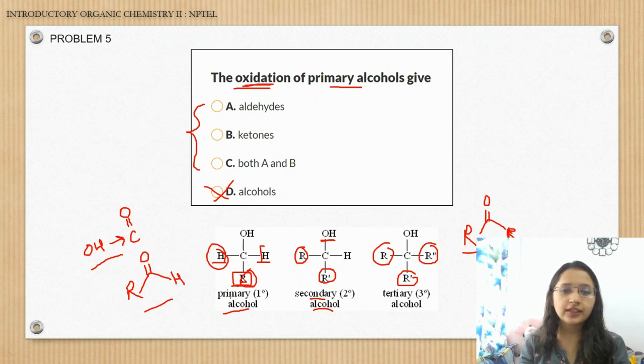See, they are saying about the primary alcohol only. They are not asking about a secondary alcohol. So we have to be very rigid. If they say that after oxidation of alcohols, what will you get? If they only ask about alcohol oxidation, then we can say that yes, the aldehyde and ketone both are getting formed, both are possibilities, right? But they have restricted the question to primary alcohol.